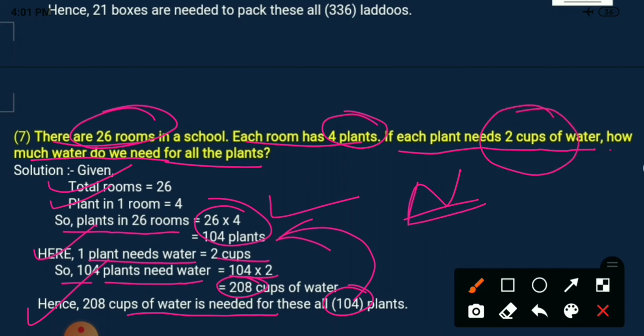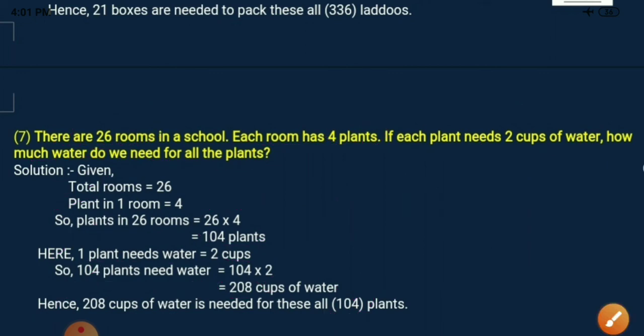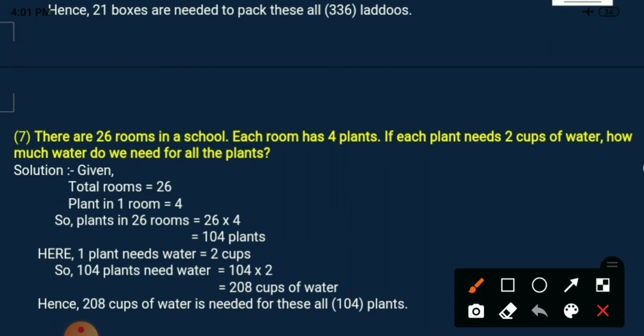So in this way you have to make solutions in your notebook, and also in your exams you can write this type of statement for a complete solution, then you will get the complete marks. So in this way this topic is completed. I hope that you have understood all these solutions very well.